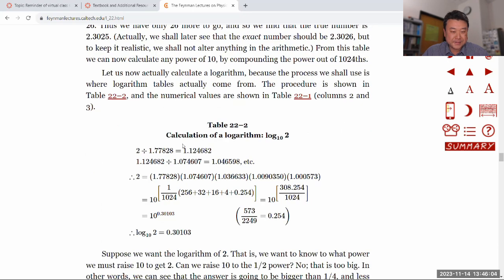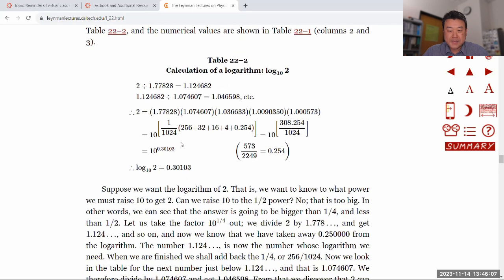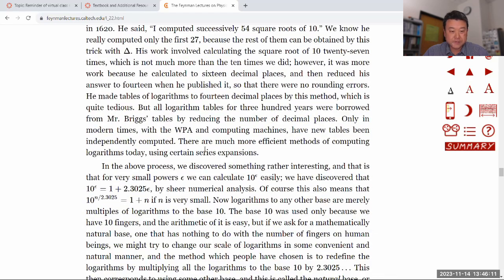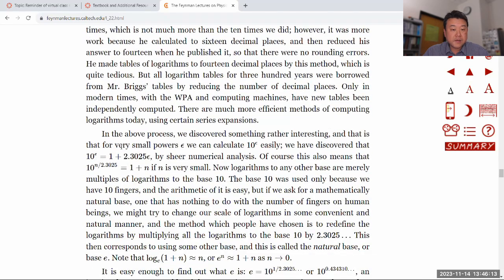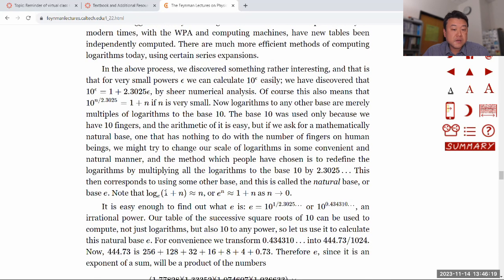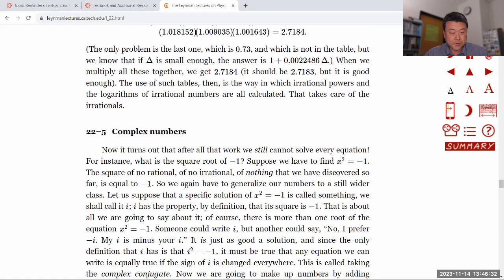So he's developed all this, and now he's going to use what he developed here to talk about very small powers of epsilon. And at some point, you can say this comes from Taylor polynomial. So keep going.